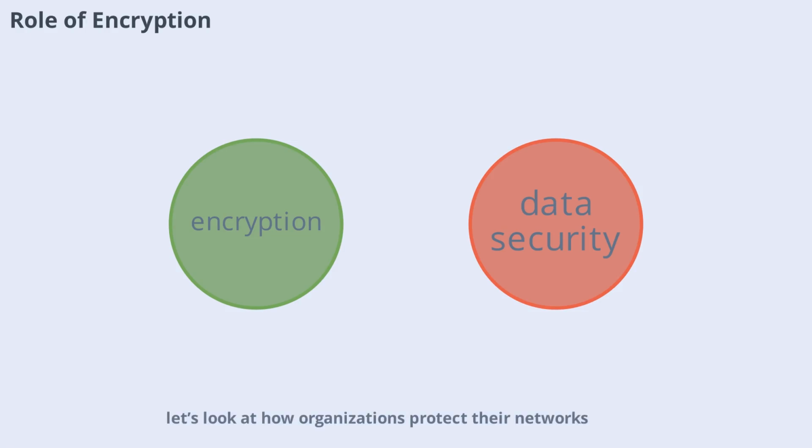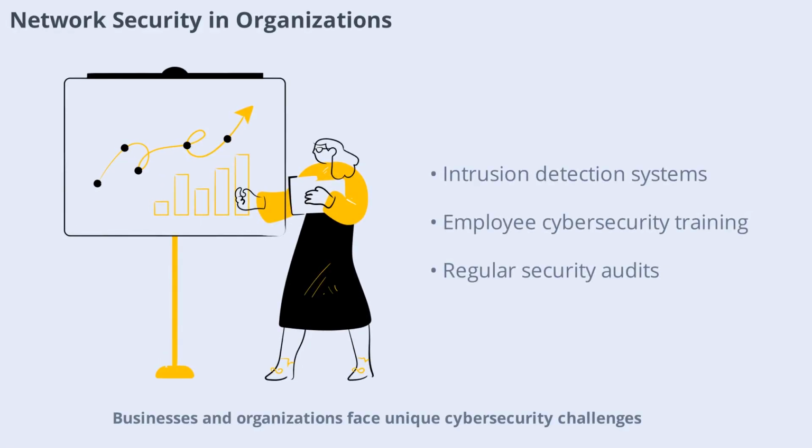Now, let's look at how organizations protect their networks. Businesses and organizations face unique cybersecurity challenges. They often use advanced security measures like intrusion detection systems, employee training, and strict access controls. Regular security audits help identify and fix vulnerabilities. Protecting sensitive customer data and company secrets is a top priority.